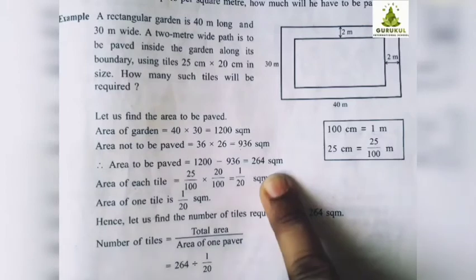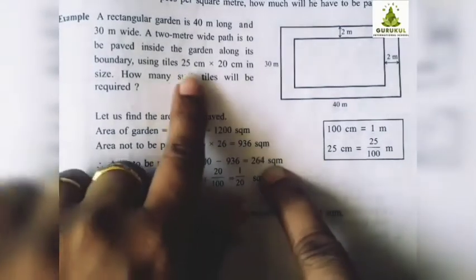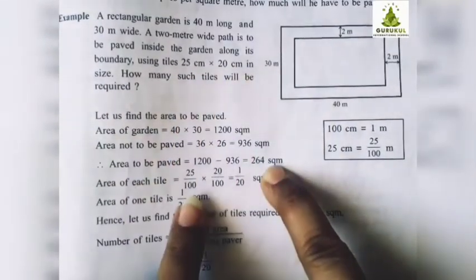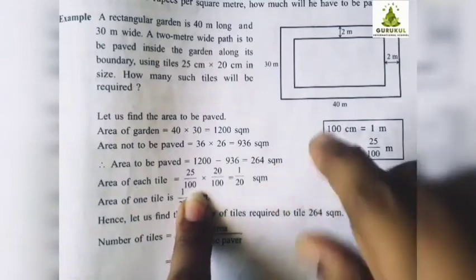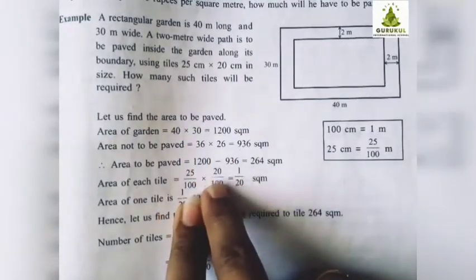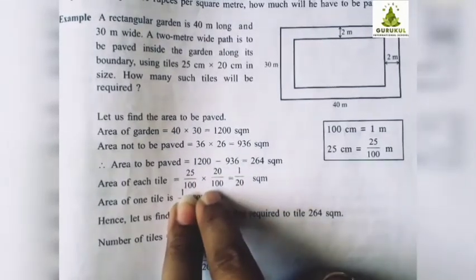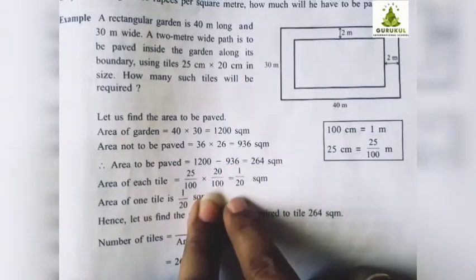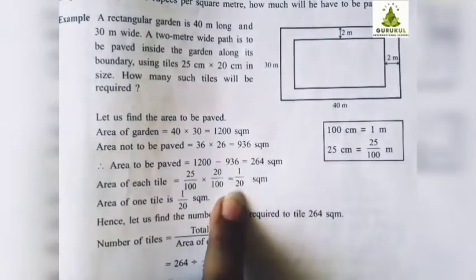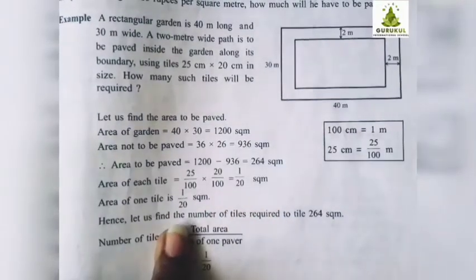Okay. Now the area of each tile, one tile area we have to find out. What measurement have they given? 25 centimeters and 20 centimeters. So our measurements are given in meters, so we have to convert this 25 centimeters to meters. So it will become 25 upon 100 and this becomes 20 upon 100. Means this is converted to meters. So what measurement came? 1 upon 20 square meters for one tile.